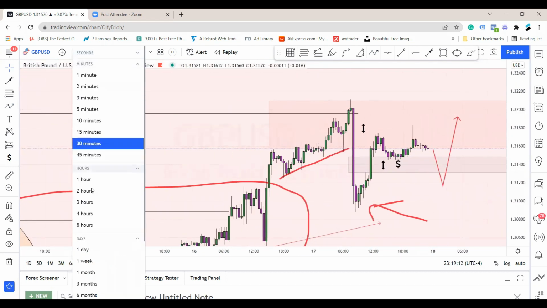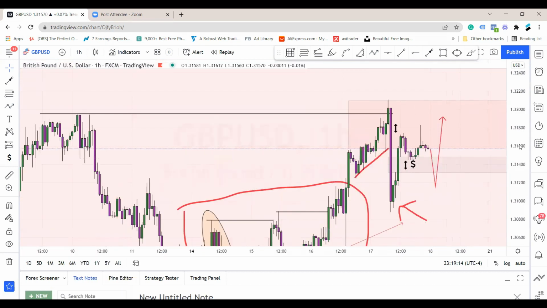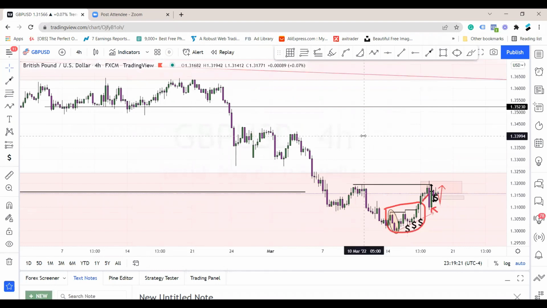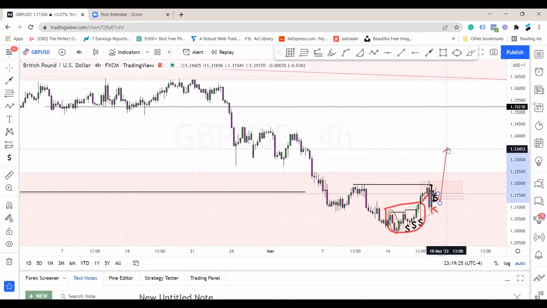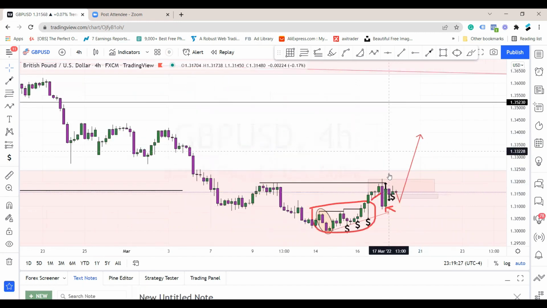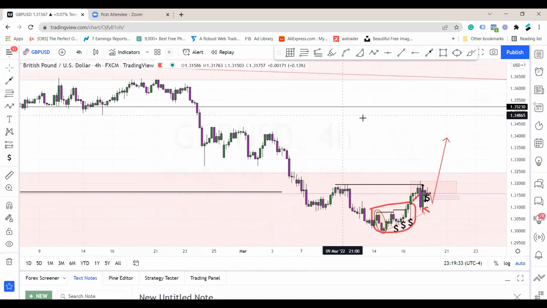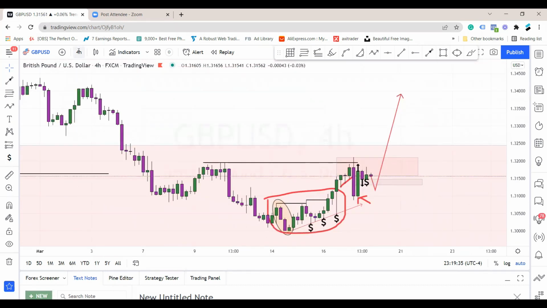Okay, so now let's go up to the 1 hour time frame, 4 hour time frame. Okay, and then move up to, okay, so that's what I'm thinking, right? I'm waiting for the price to move lower today and then move up. Okay, that's how I do my top-down analysis.